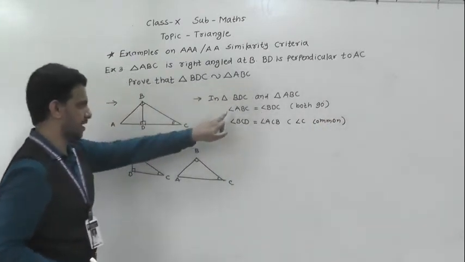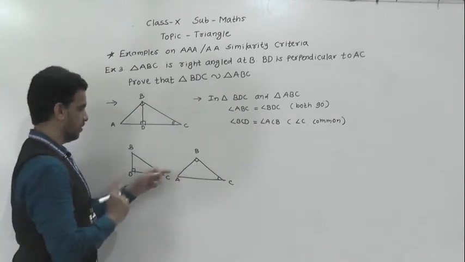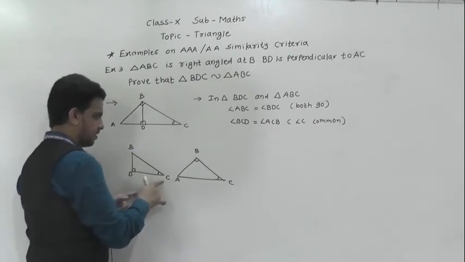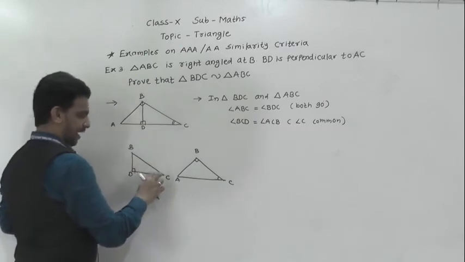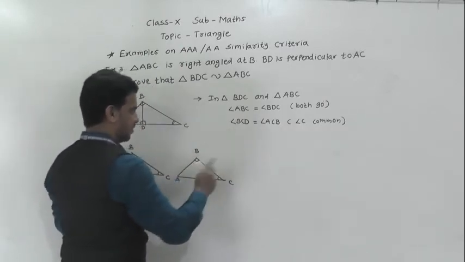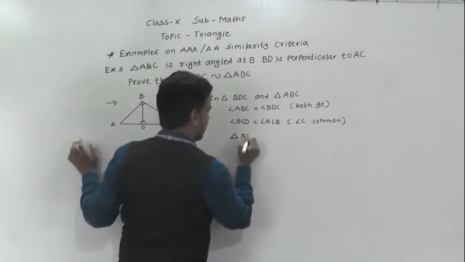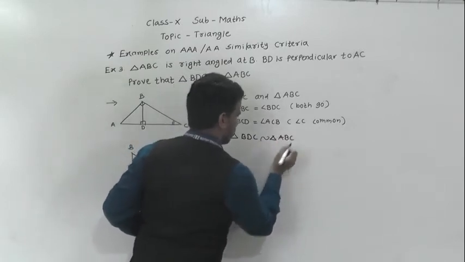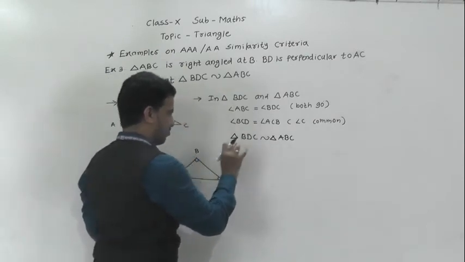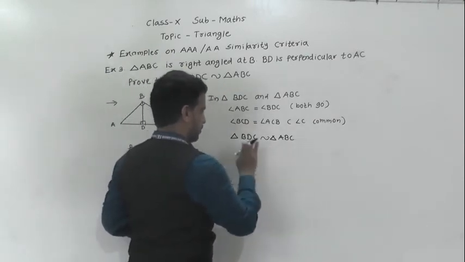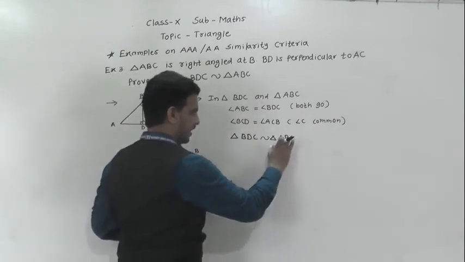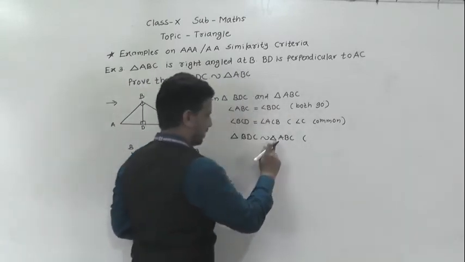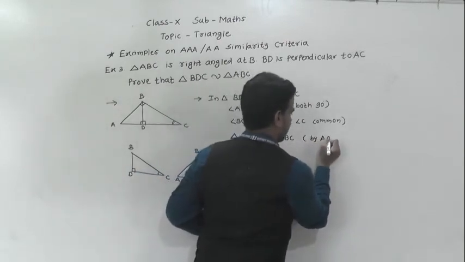So the first angle is these two angles are equal, that is right angle, and the second angle is angle C, which is common in both triangles, in triangle BDC and in triangle ABC. So angle C is equal, therefore we can write triangle BDC is similar to triangle ABC. We have to cross check again because here order is most important. Here angle C equal to angle C, angle D and angle B are equal, and the remaining angle. So triangle BDC and triangle ABC are similar by AA criteria.